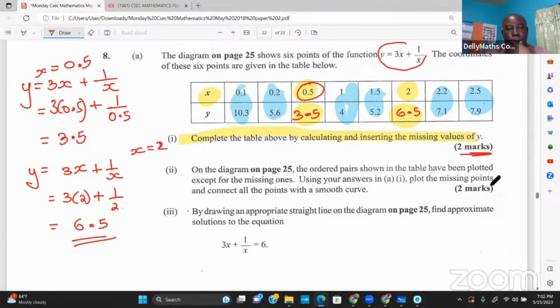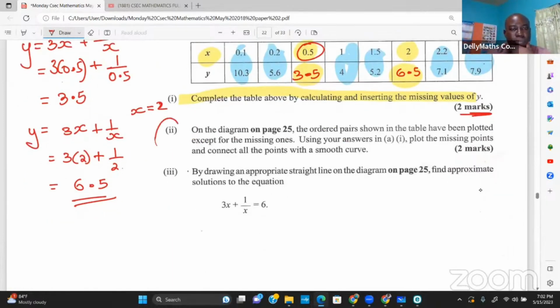So now what we want to do is to see what else they want us to do. Number 2, it says on the diagram on page 25, the ordered pairs shown in the table have been plotted except for the missing ones. Using your answer in part one, which is what we just got to complete the table, plot the missing points and connect all points with a smooth curve. See, they're forcing you not to use a straight line, right? Please remember, be careful. A smooth curve.